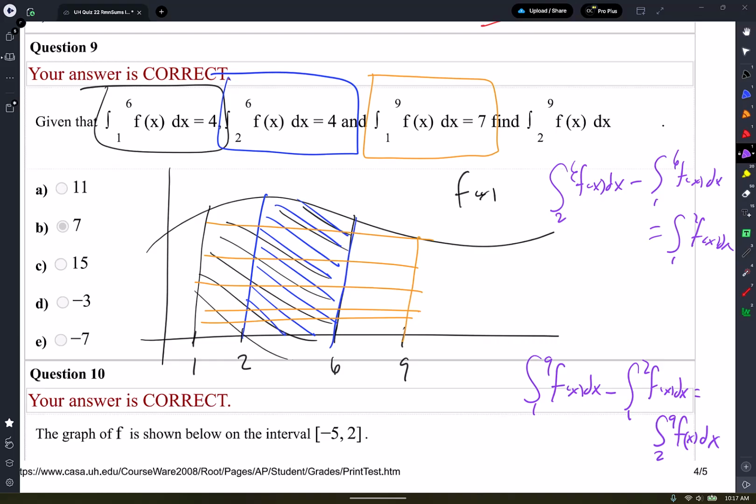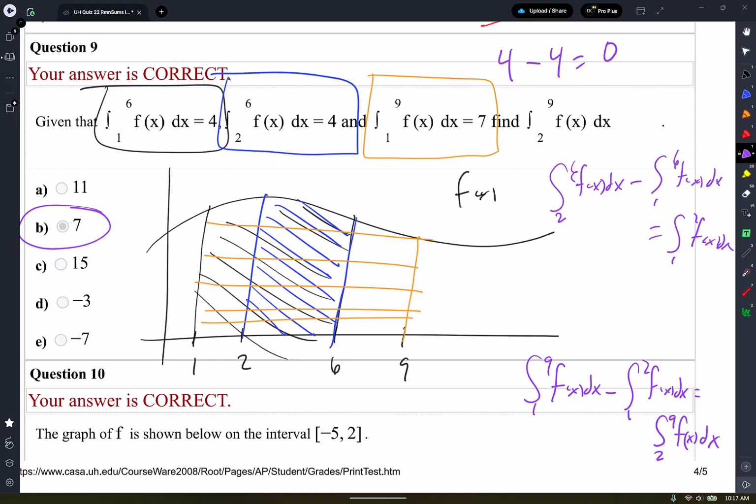So let's see. Area from 2 to 6, that was 4. And I'm subtracting the area from 1 to 6, which is again 4. So I get 0. So 0, that's just the way it worked out. And so I got the area from 1 to 2. So then all I got to do is take the area from 1 to 9, which is 7. And 7 minus 0 is just 7. It just worked out that it was 0, but it's not going to always be 0, guys.